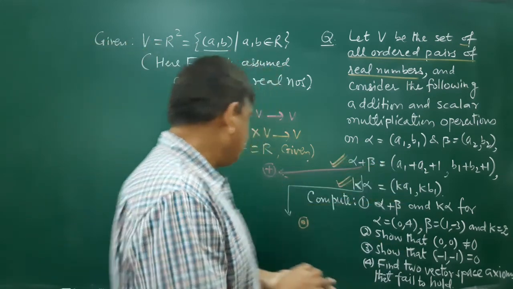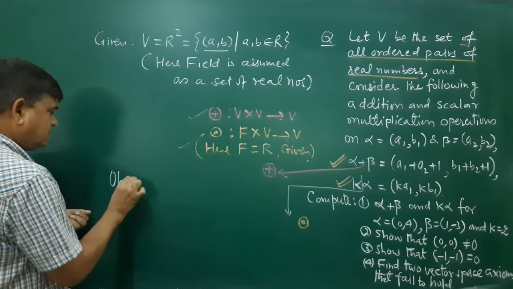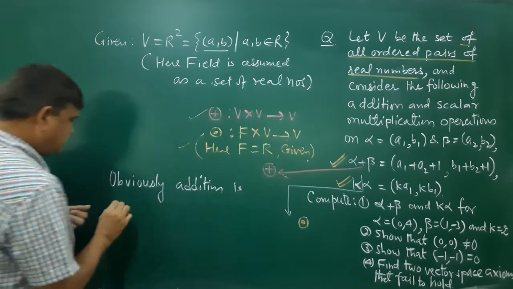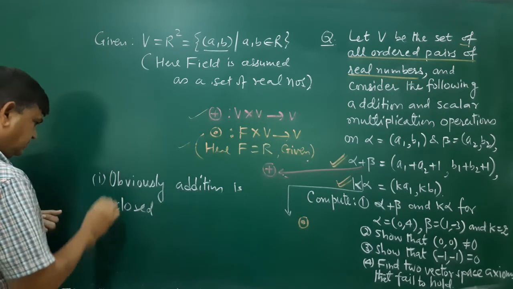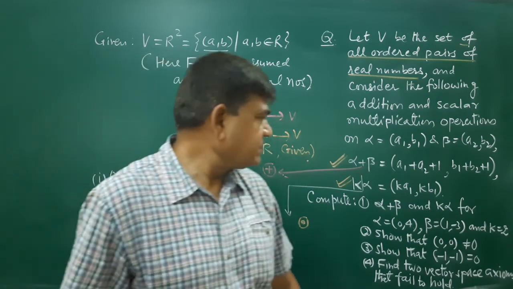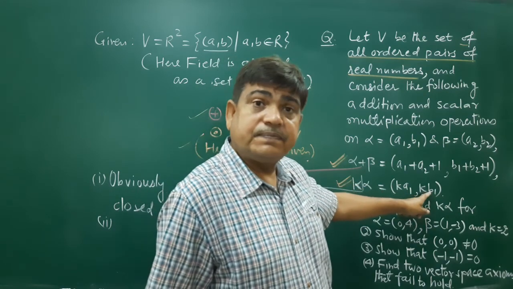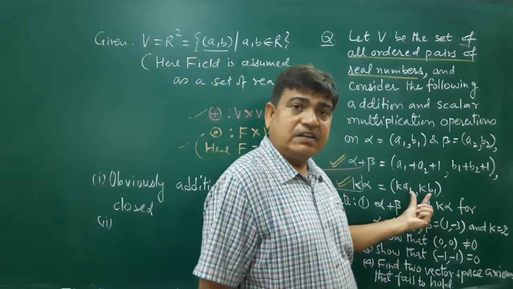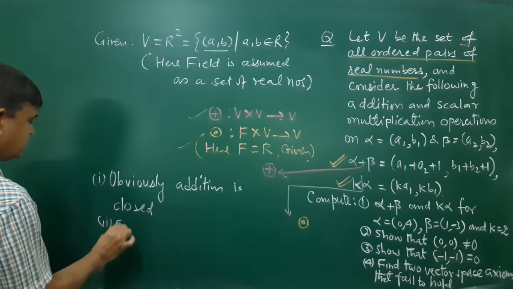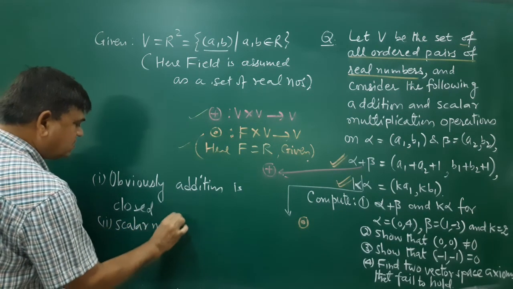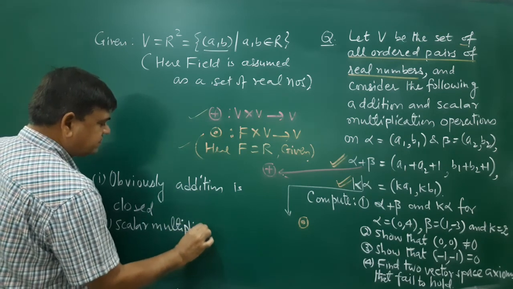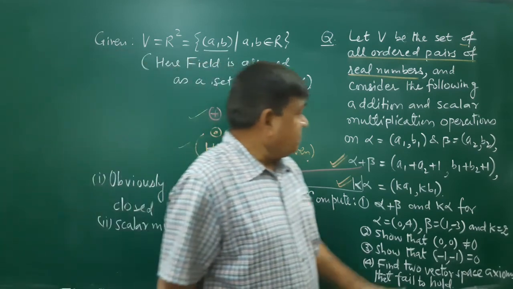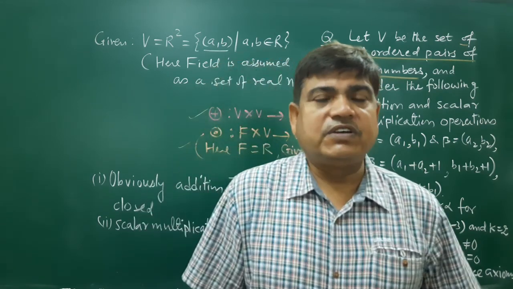So addition is closed. Obviously, addition is closed. Second, this is a real number, this is also a real number, this is the multiplication of two real numbers. Here K belongs to R from the field. So this is a pair of real numbers, and that is a member of V. So scalar multiplication is closed. Means these two operations, whatever way they are given, are closed.